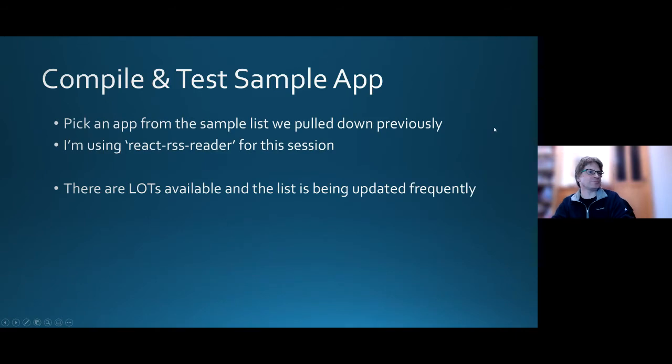So the next thing to do is compile and test a sample app. So that list that we looked at previously, there's one that I particularly wanted. On the front page of our SharePoint instance, we've got an RSS feed from our blog server. And that's not something that is included in the default apps, or certainly wasn't when I started looking at it. So I picked an app from that list, the React RSS Reader, for this particular thing, and wanted to use that.